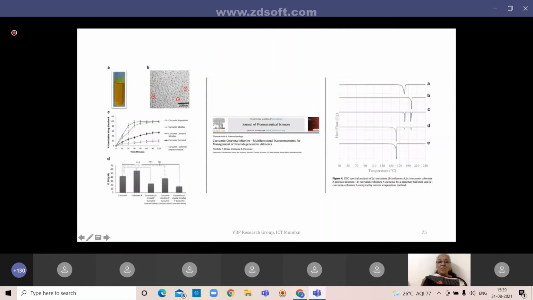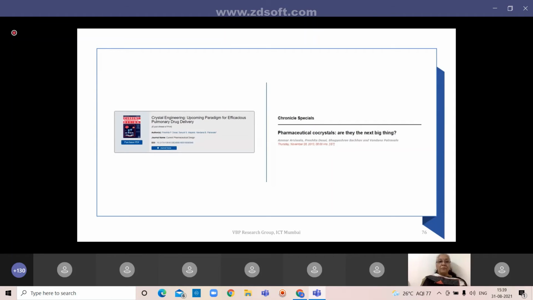As I mentioned, it's already published in Journal of Pharmaceutical Sciences, and maybe you can go through that. By doing this, we read so much that with one of our undergraduate students, we have published Crystal Engineering, Upcoming Paradigm for Efficacious Pulmonary Drug Delivery. There's a book chapter. Not only that, in Pharmaceutical Biz, your tabloid, we posed this question, whether they are the next big thing. And this is in the year 2013. So you can see how big they have now become.